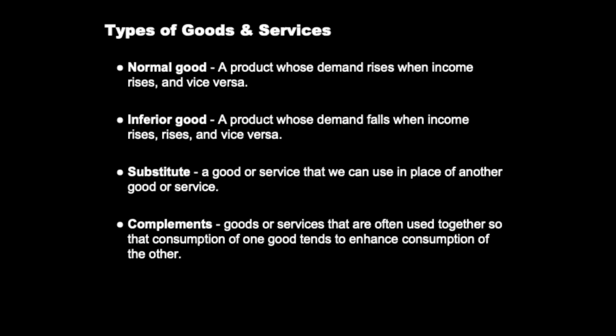Types of goods and services. A normal good is a product whose demand rises when income rises, and vice versa. An inferior good is a product whose demand falls when income rises, and vice versa.